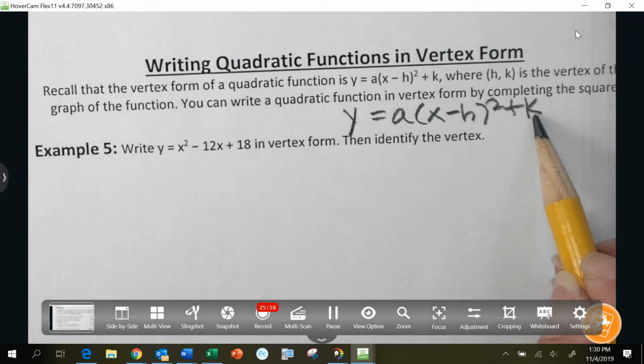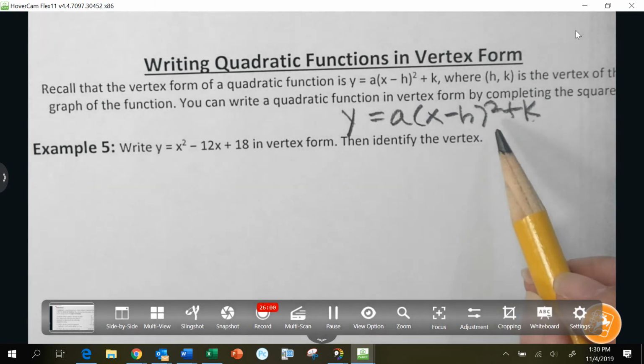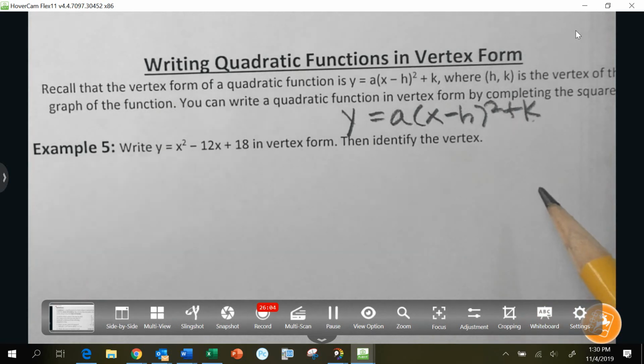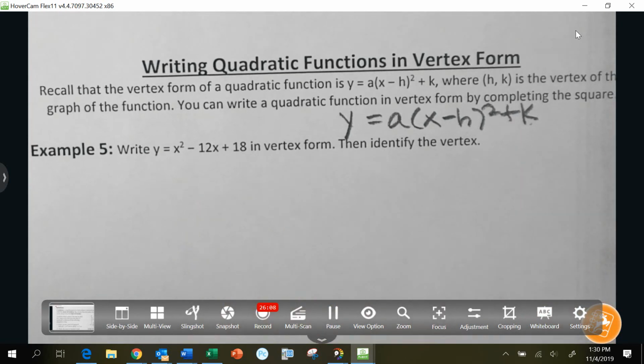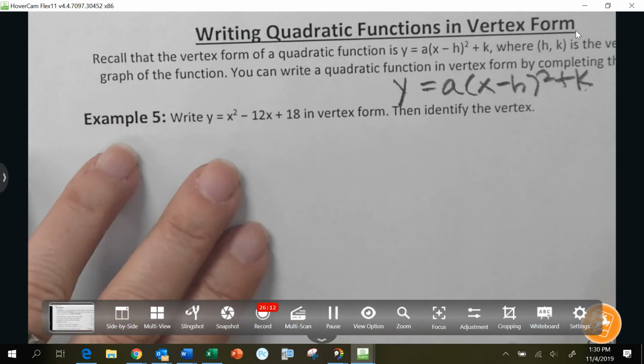So you could easily find the vertex and graph this using transformations. So vertex form is pretty important. I'm going to show you how to take this equation and write it in vertex form easily, and we're going to do it using complete the square.